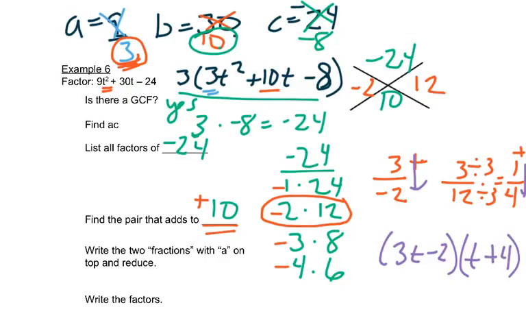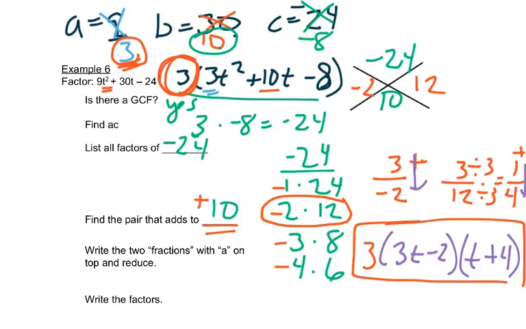Now remember, we factored out in the very beginning this 3. So when we write our final answer, we have to write that 3 out in front as well. And this is my final answer.